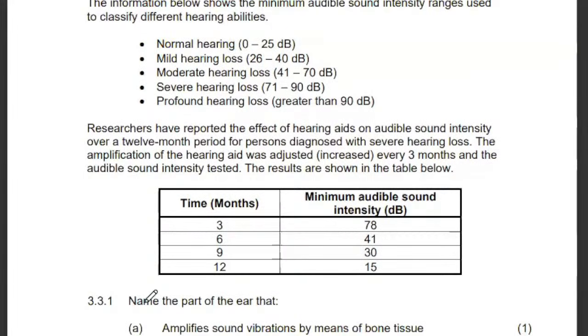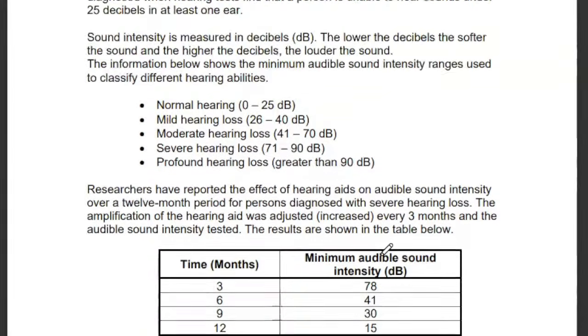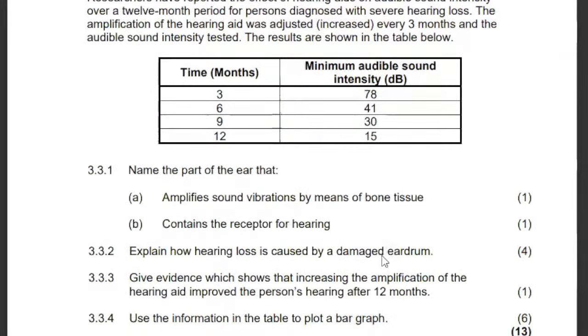Yes. They're saying name the part of the ear that amplifies the vibration. So that's the ossicles. So the answer here must be ossicles. And then, contains the receptor for hearing. The receptor for hearing is the cochlea. Yes. Then explain how hearing loss is caused by a damaged eardrum. How is this hearing loss caused by the damaged eardrum?